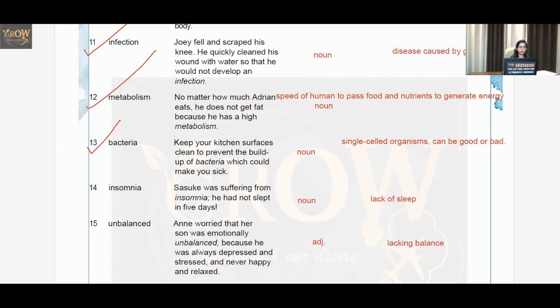Let's move ahead towards the next one, and this is insomnia. Insomnia is a situation when a person is unable to sleep. Last one is unbalanced. That means lacking balance. So we have covered and revised all 15 words. Hope you are clear with this.